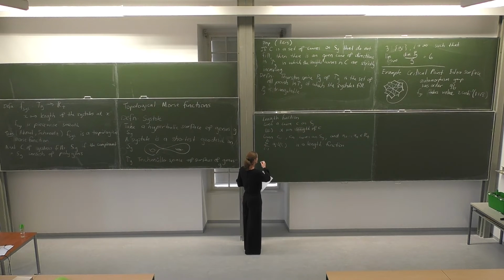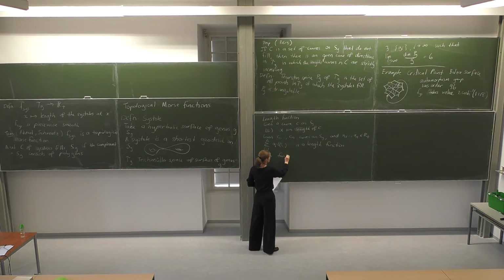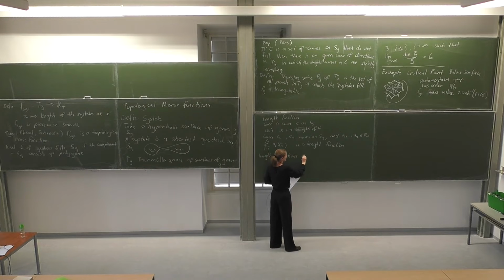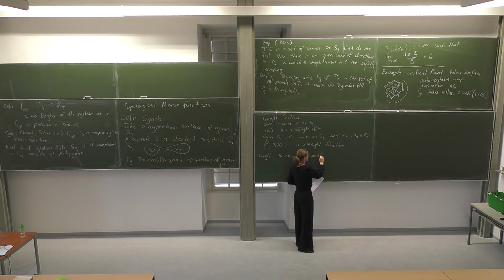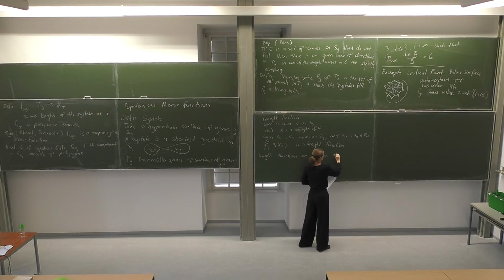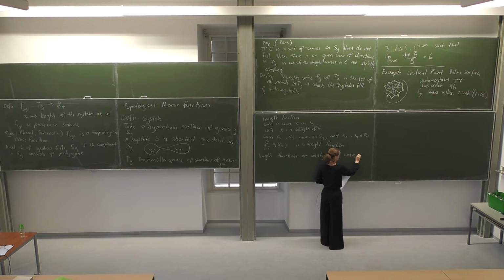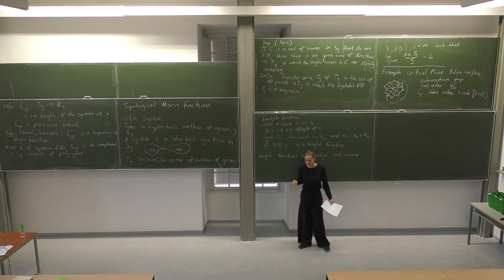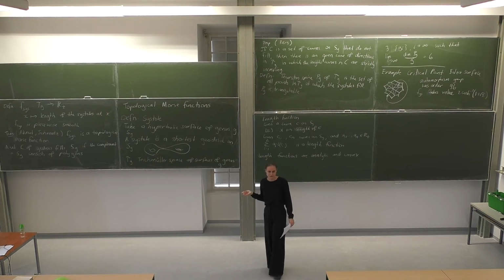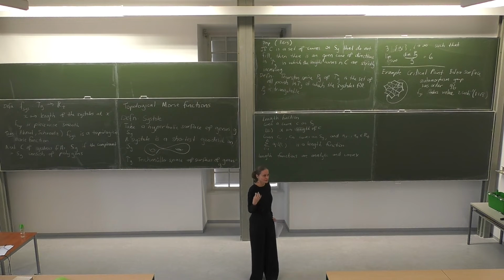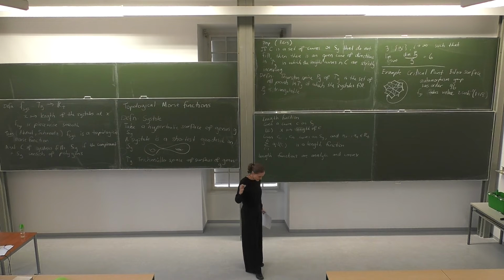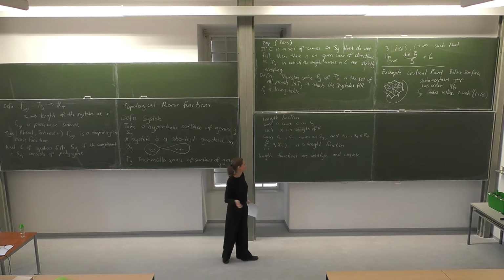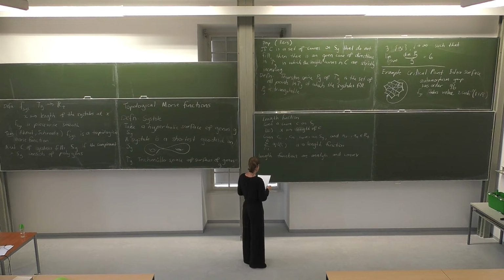Okay, so an important thing to know is that length functions are analytic and convex. Convex in many ways. So they're convex along Weil-Petersson geodesics. They're convex along earthquake paths. You can define certain Fenchel-Nielsen coordinates with respect to which they're convex. They're very convex.